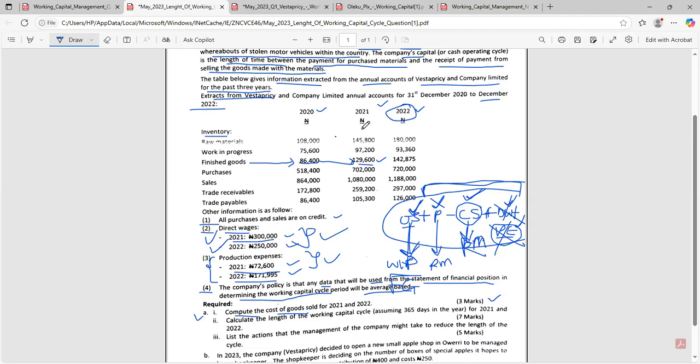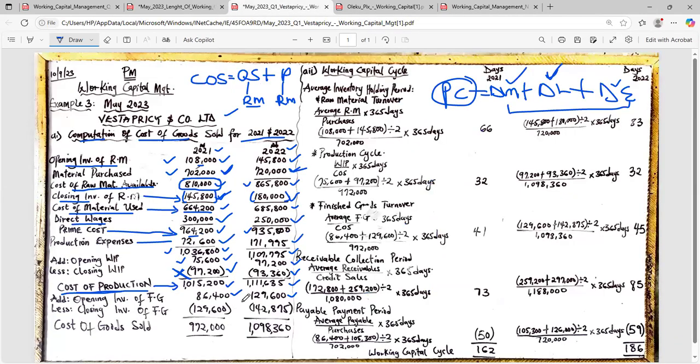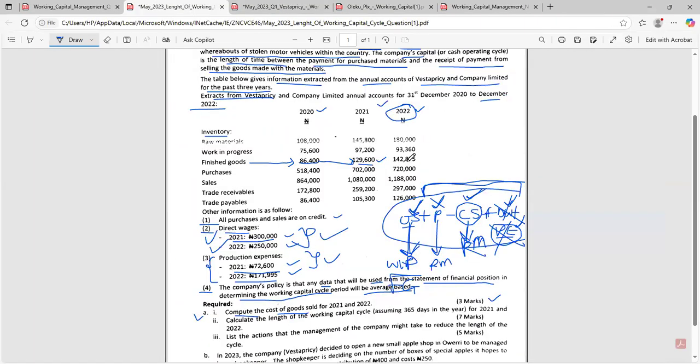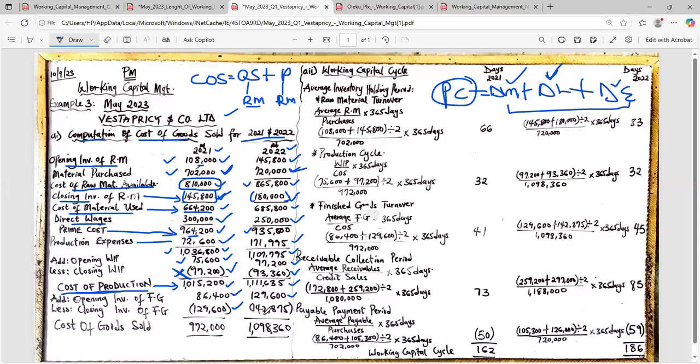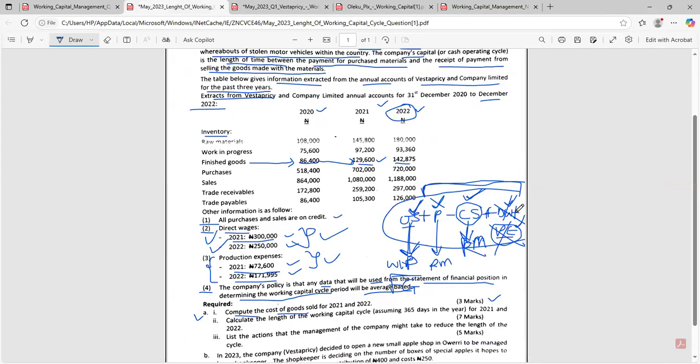For finished goods, what's the closing stock for 2021? The closing stock for 2021 is 129,600. That's how we have it here. For 2022, we have 142,875. Going by the formula, direct wages and production overhead, we don't need it. We don't have a separate direct wages and a separate production overhead for the question. All right, so we are good to go.